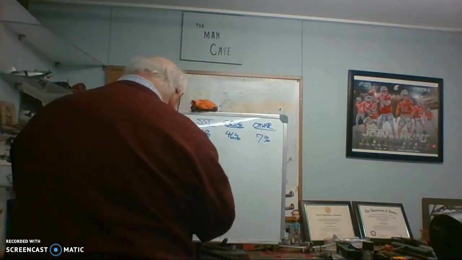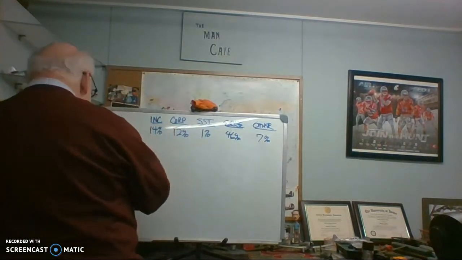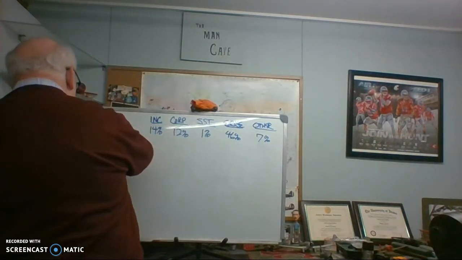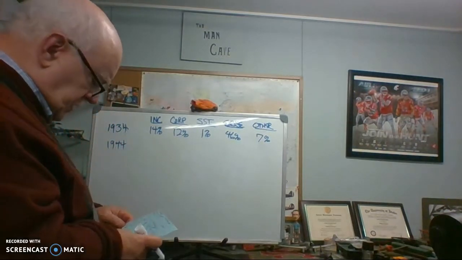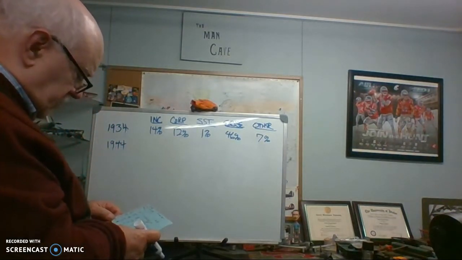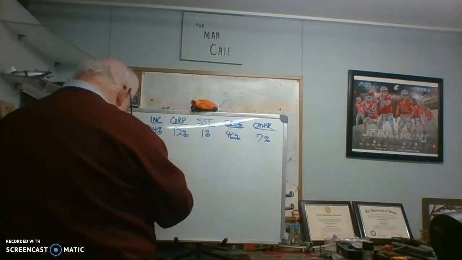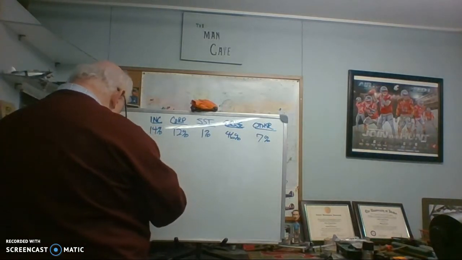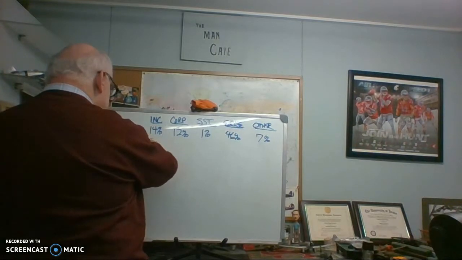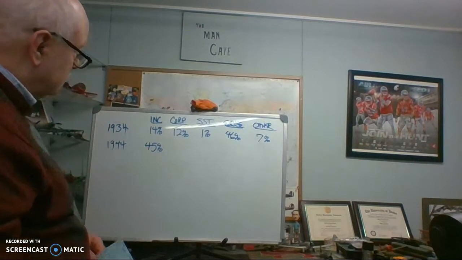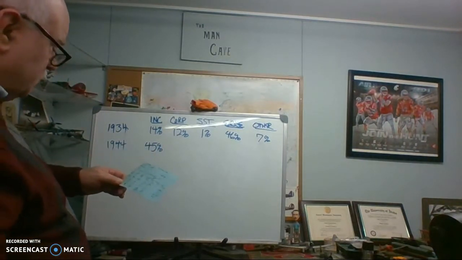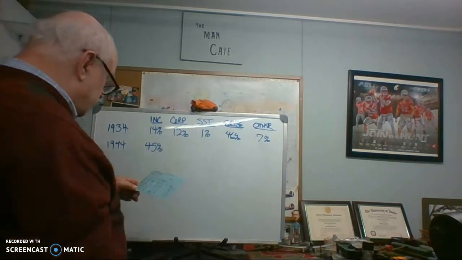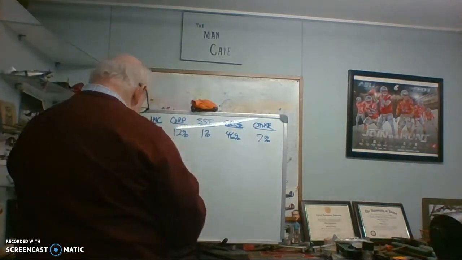Now let's go to 1944. Why do I go there? Because it's right in the middle of World War II, and see how that differs. From individuals, the government got about 45%. So they're collecting more of their money from individuals. For corporations in 1944, 34%.